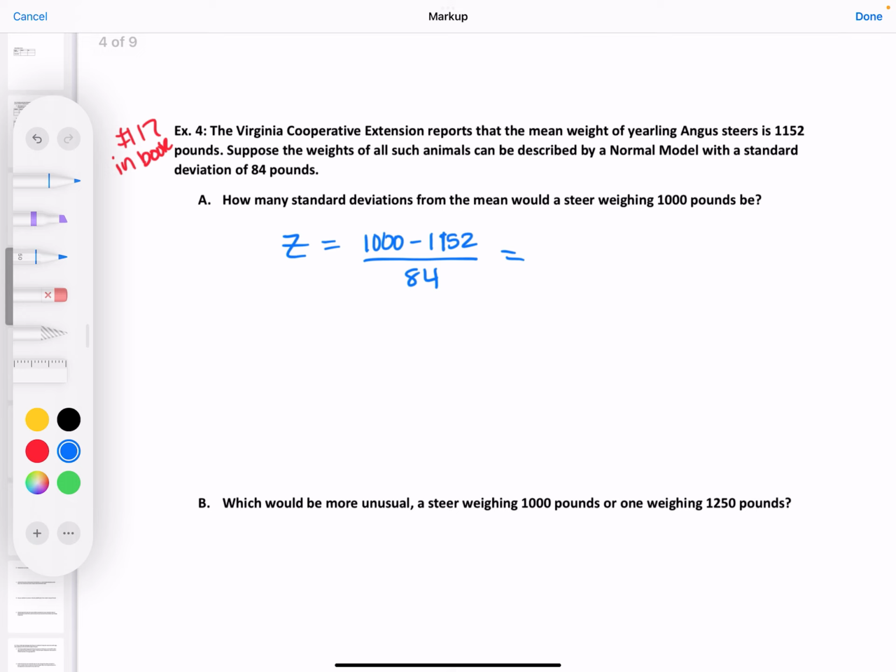Wait, can the z-score be negative? Yes. A negative value is going to indicate that it's below the mean. Oh wait, I did divide it by. Negative 1.81. Negative 1.81. And so to write out what that means, we would say a steer weighing 1,000 pounds would be 1.81 standard deviations below the mean.